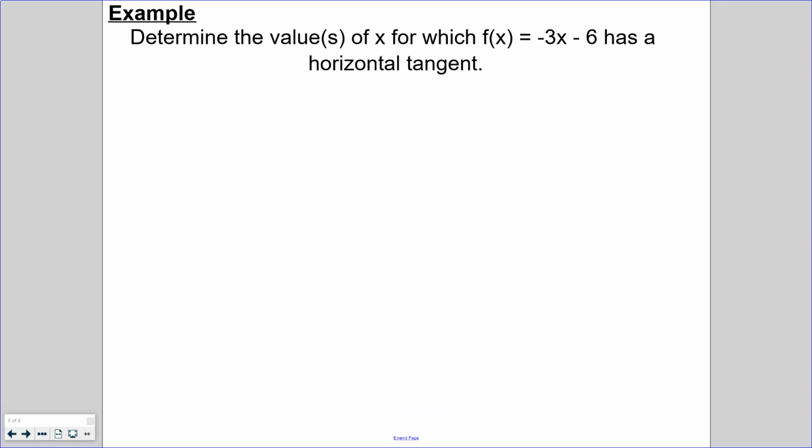All right, then our last example here is we want to determine the values of x for which f of x equals negative 3x minus 6 has a horizontal tangent line. So, same as before. Since we're finding horizontal tangent lines, we know we're looking for where the slope is 0. In order to find the slope, we need to take the derivative and then set it equal to 0. And our derivative in this particular function is going to be negative 3. So we'll take negative 3 and set it equal to 0.